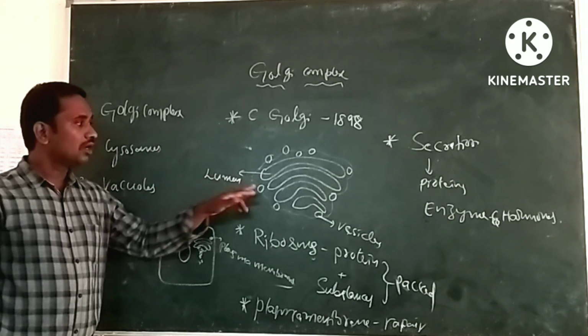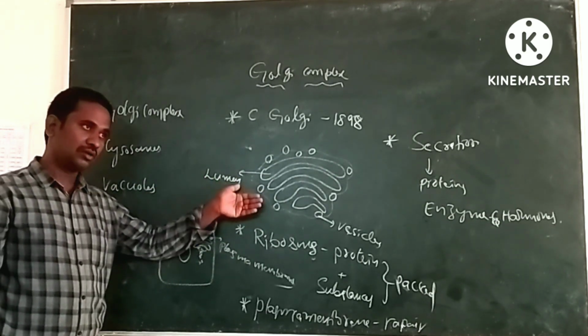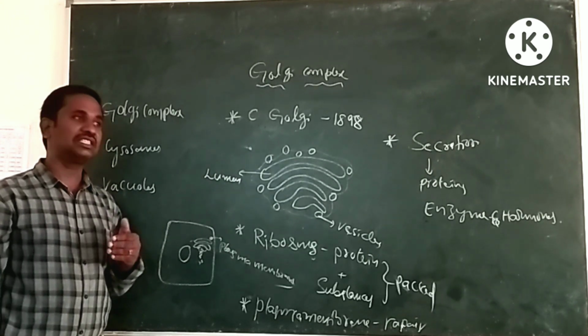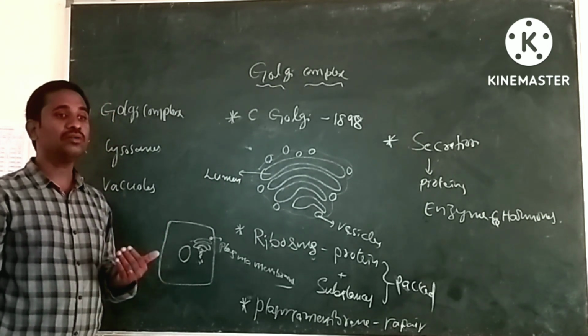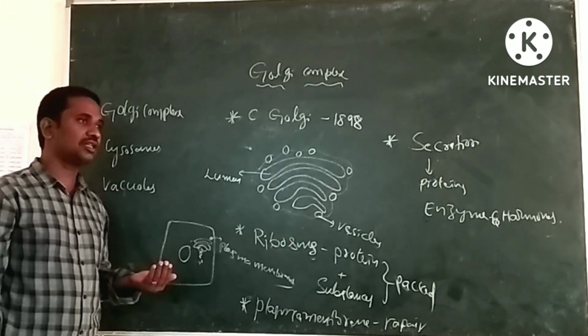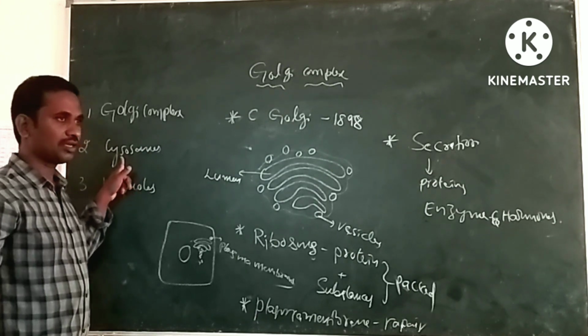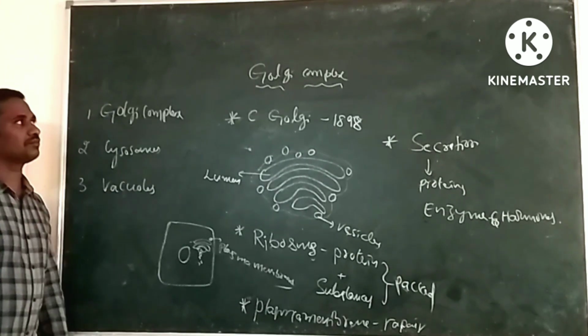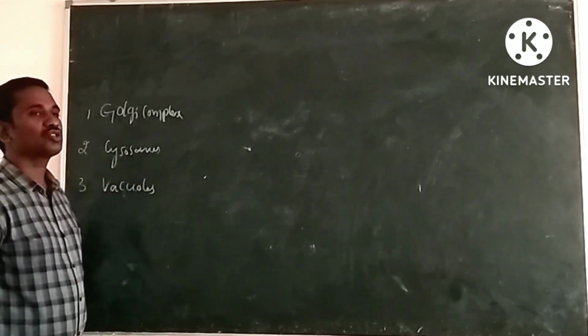If these vesicles are sometimes separated by the Golgi complex, they will act as a lysosome. It is a very important cell organelle, the lysosome, so we will discuss it in this class. Next cell organelle, lysosomes.